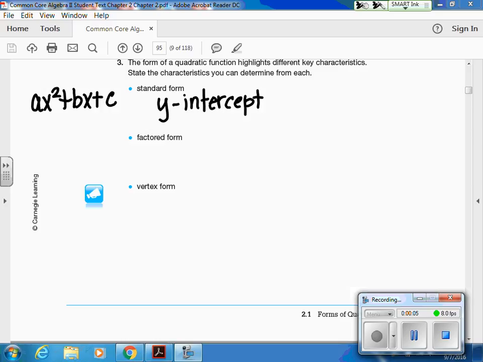Alright, so again, all of them tell you concavity. All of them. And this one can tell you the y-intercept because if I put 0 in for x, these first two terms are gone, and I'm just left with c. So standard form, what can you determine? Your y-intercept, which is c.